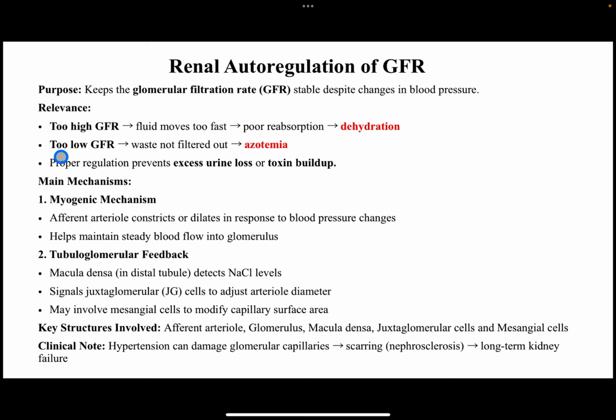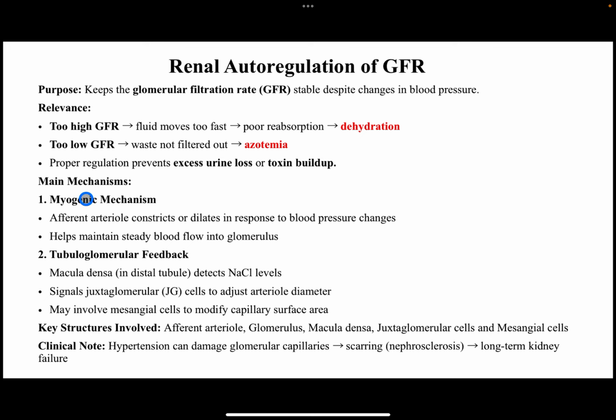And when fluid is moving too slowly, there is going to be very low filtrate forming, and that will mean that a lot of toxins can accumulate within the blood. Is that okay? Good. So there should be some checks, and that process is what we call renal autoregulation, whereby the kidney is able to regulate the glomerular filtration rate all the time. Proper regulation would prevent excess urine loss, and also help to control toxin buildup.